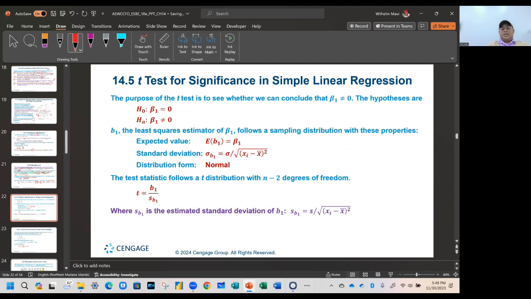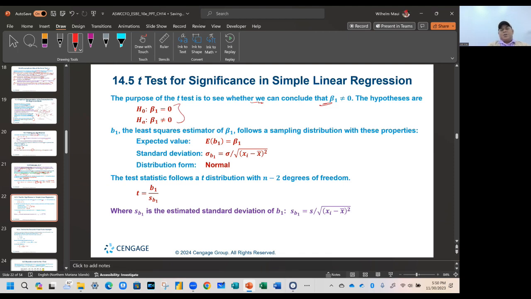Okay, so to use the t-test for whether the estimated beta 1 is significant or not, let's walk over that. The purpose of the t-test is to see whether we can conclude that your beta 1 is not 0. So you want your beta to be non-zero, so you set your null to be equal to 0. Hence, when you reject your null, then the alternative hypothesis is what you're looking for. The hypotheses are going to be set as such.